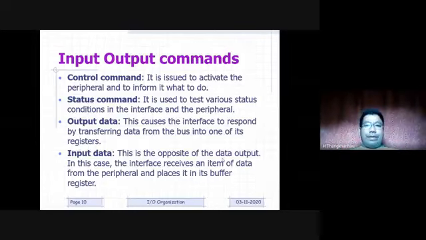Then the status command. Status command is used to test the various status conditions in the interfaces and the peripherals.